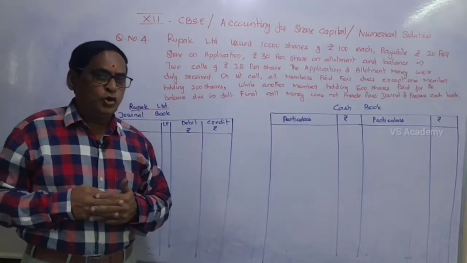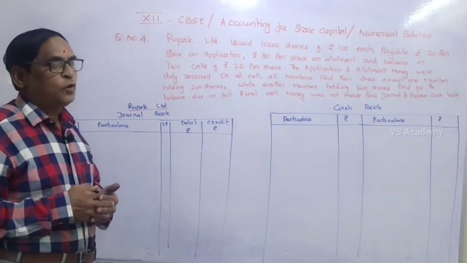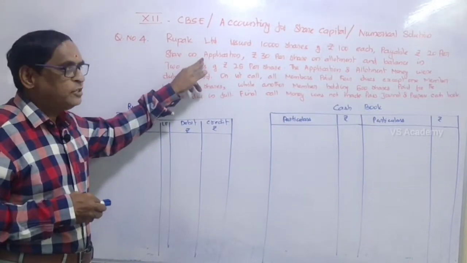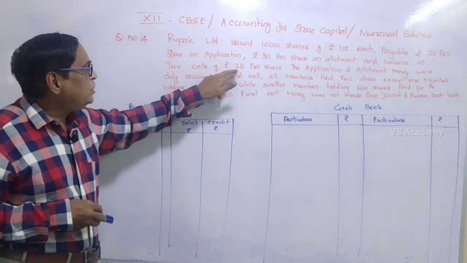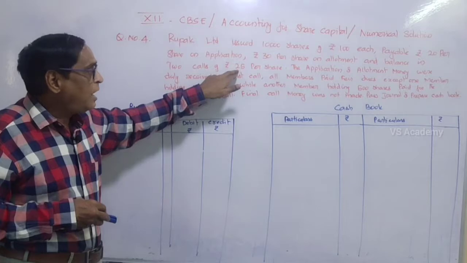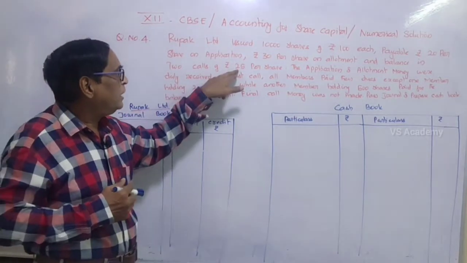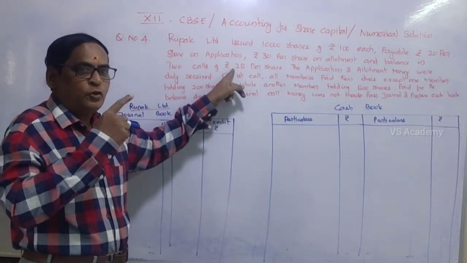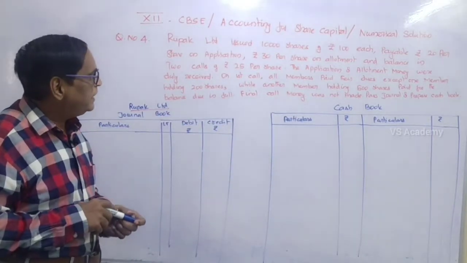Another important question, question number 4. Rupak Limited issued 10,000 shares of rupees 100 each, payable at rupees 20 per share on application, 30 per share on allotment, and the balance in 2 calls of rupees 25 per share. That means first call money 25 rupees and second and final call 25 rupees. So 20 plus 30 is 50, 50 plus 25 plus 25 makes 100 rupees. So we are receiving in installments.